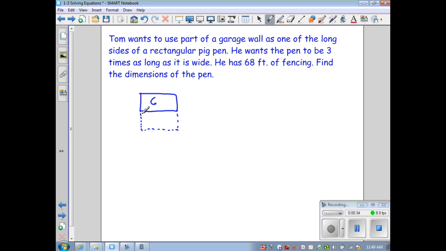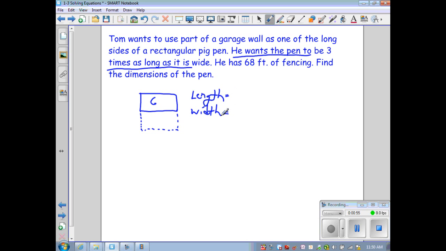Now, in word problems like this, I always ask 2 questions, and it's going to come from this part of the problem. And the 2 questions are, what 2 things are we talking about? Well, he wants the pen to be 3 times as long as it is wide. So we're talking length and width.